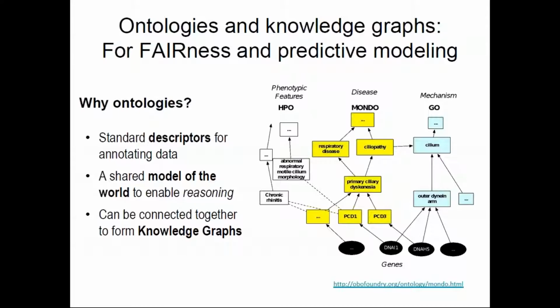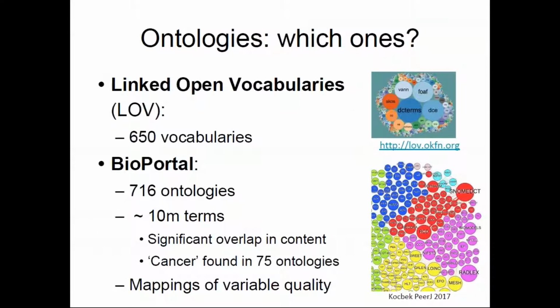We also have the Human Phenotype Ontology, where we can link the phenotypes of the different subtypes of primary ciliary dyskinesia to their various phenotypic features like chronic rhinitis and so on. So this gives you not only a nice way of describing these diseases and phenotypes, but a way of linking these things together that gives you some kind of model of the underlying biological reality.